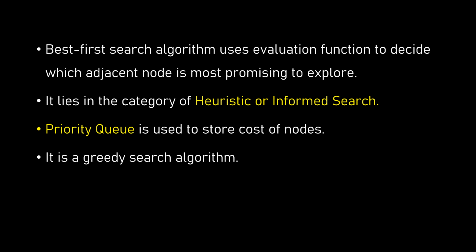It is more like the greedy search algorithm. It finds the shortest path next to it. A priority queue is used to store the cost of nodes.